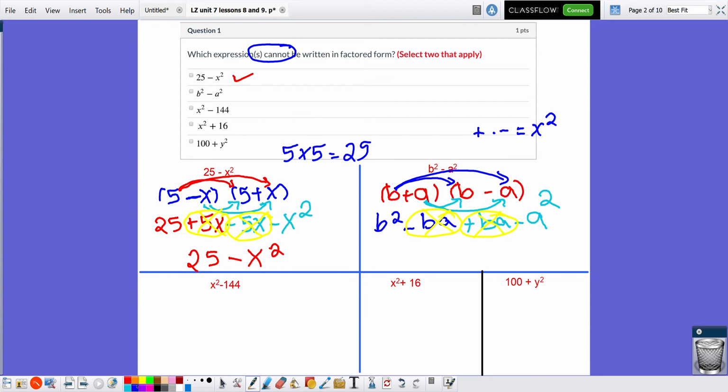And you'll be left with b squared minus a squared, which is exactly what we have here. So that one also checks.